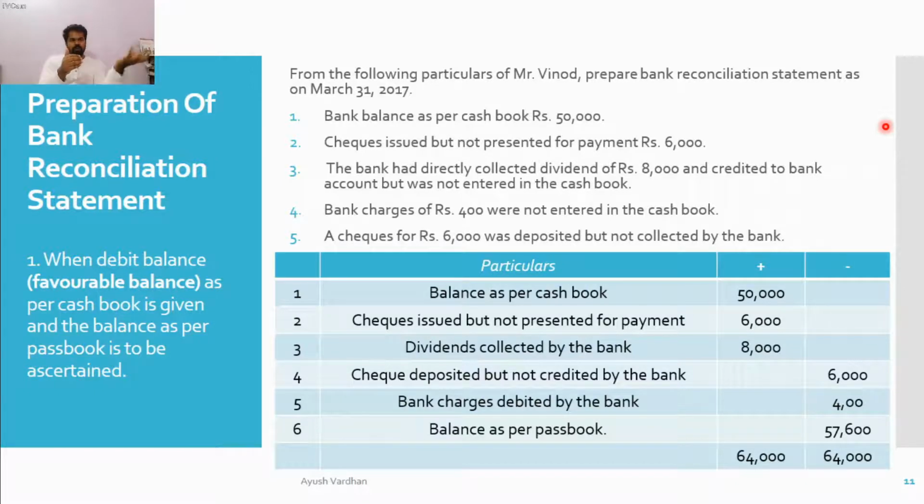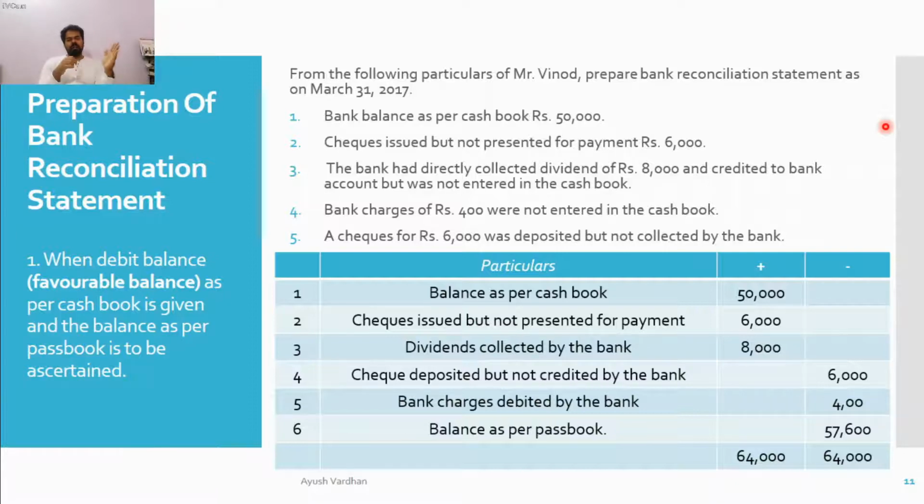Not presented to the bank means the passbook doesn't know about it, but the cash book knows about it. The cash book has gone to minus 6,000 because that has been issued to Mr. Ram. Okay, here what we see is that the passbook doesn't know anything regarding that. In that condition, what happens? Passbook is in the positive and cash book in the negative. Passbook positive, so we will make a positive entry of plus 6,000.